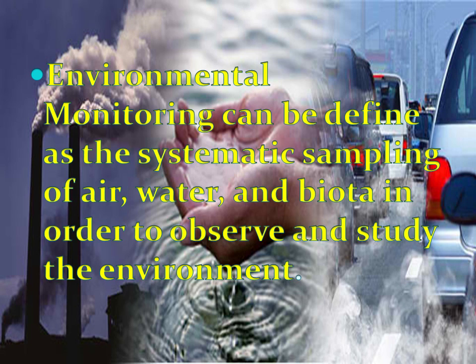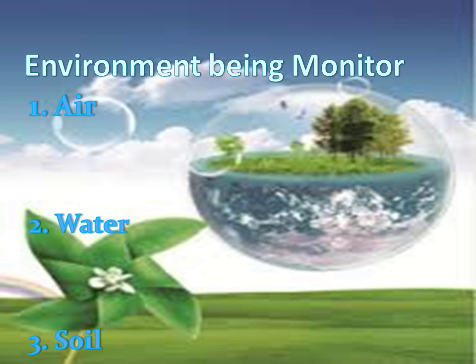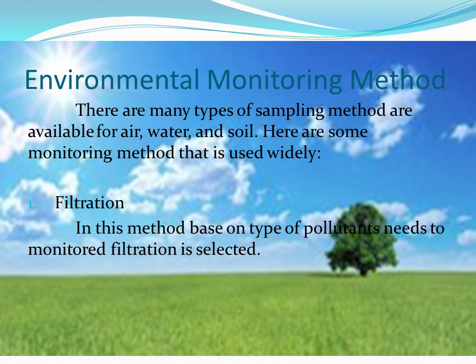Environmental monitoring can be defined as the systematic sampling of air, water, and biota in order to observe and study the environment. Environment being monitored: air, water, and soil. Environmental monitoring method. There are many types of sampling methods available for air, water, and soil.